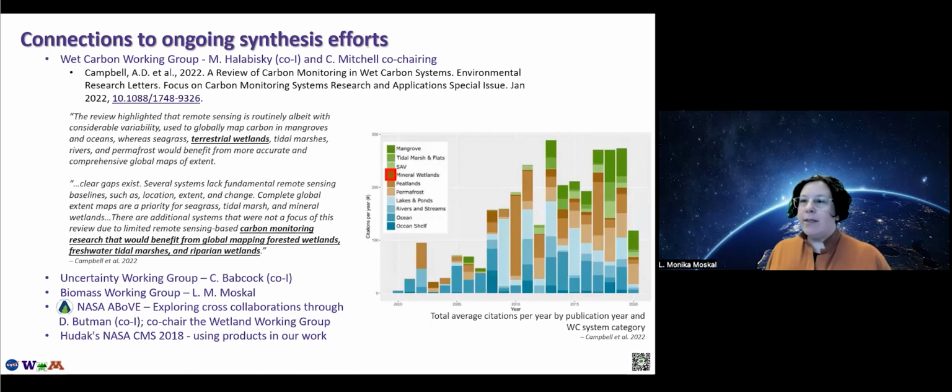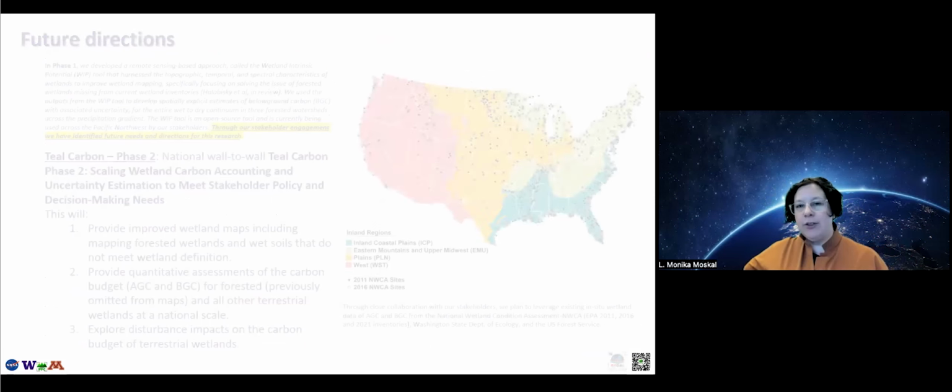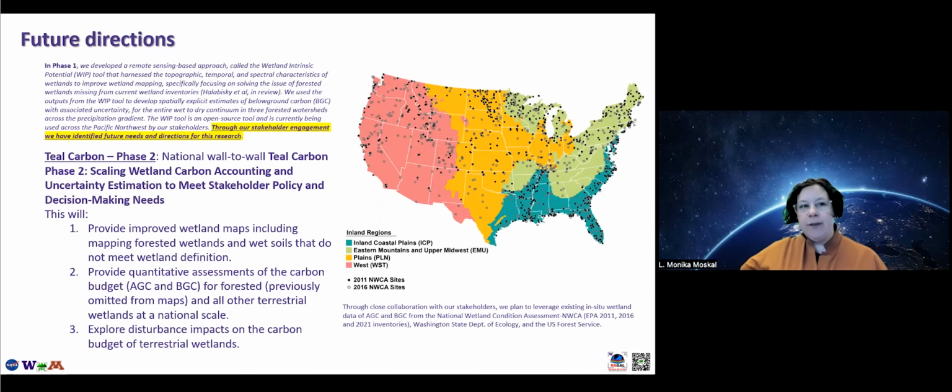Some ongoing synthetic work, we wanted to show that areas that comprise terrestrial wetlands are still understudied. This really allowed us to leverage that lit review for the phase 2 future direction of research, which is to use the National Wetland Continuous Assessment EPA data inventories to perform this and scale this analysis at the continental scales.